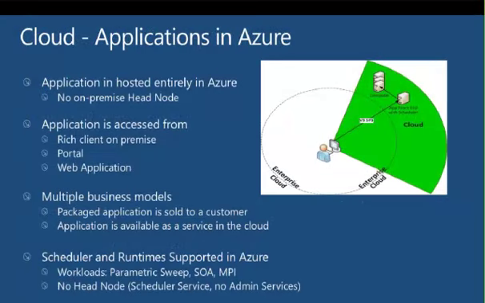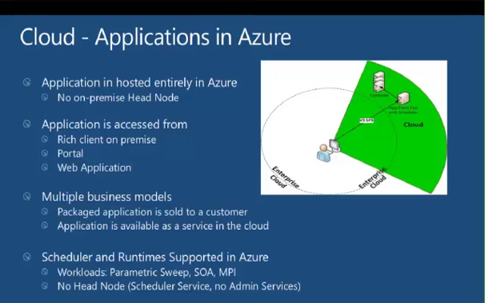So here is a diagram of running cloud applications in Windows Azure. First of all, we support applications hosted entirely on Windows Azure now, meaning that you would have no on-premise nodes at all. So that is the Azure Scheduler that I will discuss and show you an example of. The application is accessed from a rich client, on-premise portal and web applications.